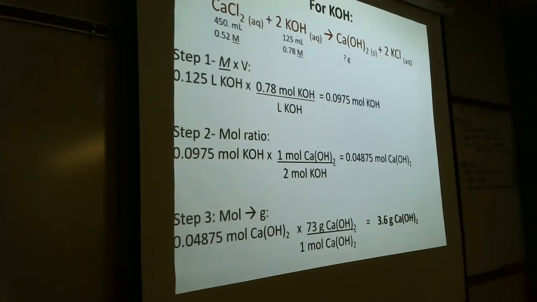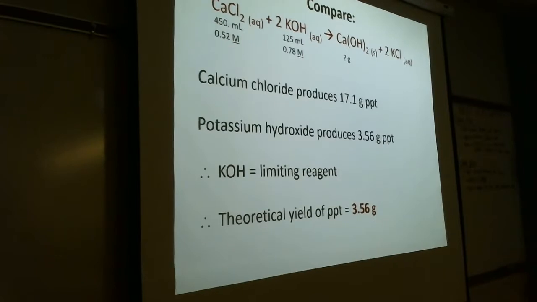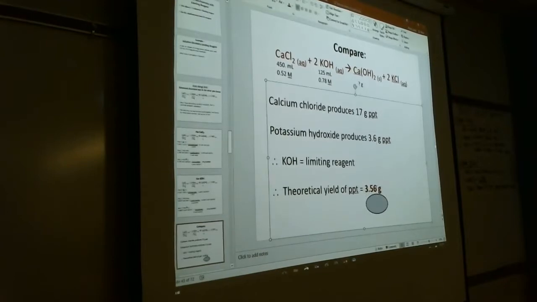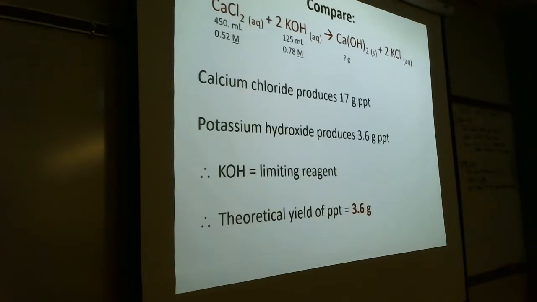Do we agree here? Now we're just going to compare. Again, I've got too many sig figs, but that's okay. 17. You can always round at the end, right? My little text box is in the wrong spot because I was rounding poorly. Right. 2 sig figs can be retained, not 3. So the calcium chloride gives me 17 grams of precipitate.